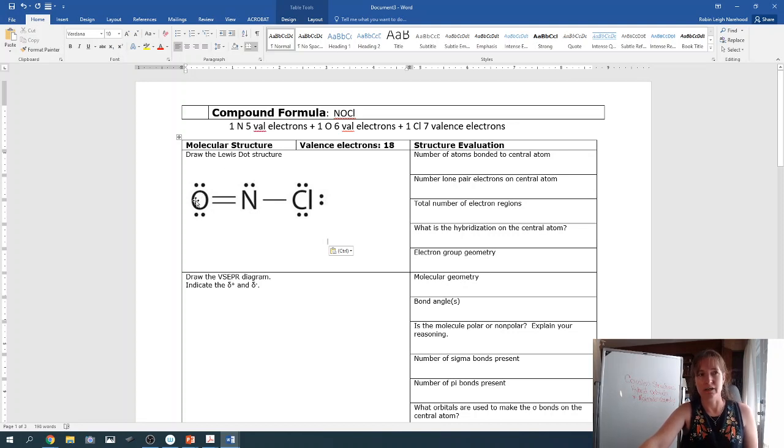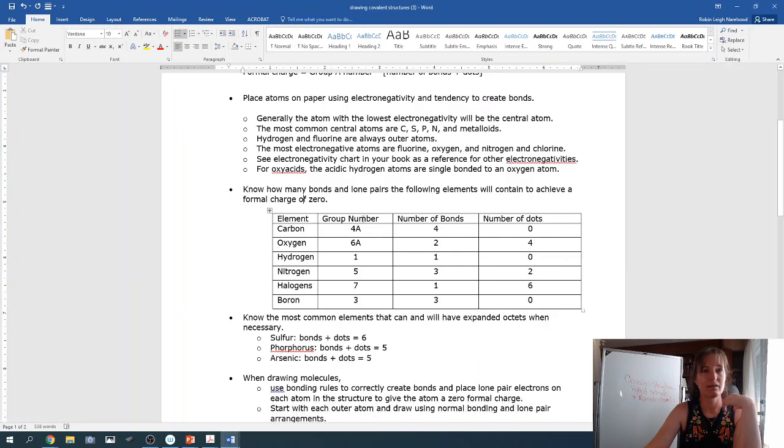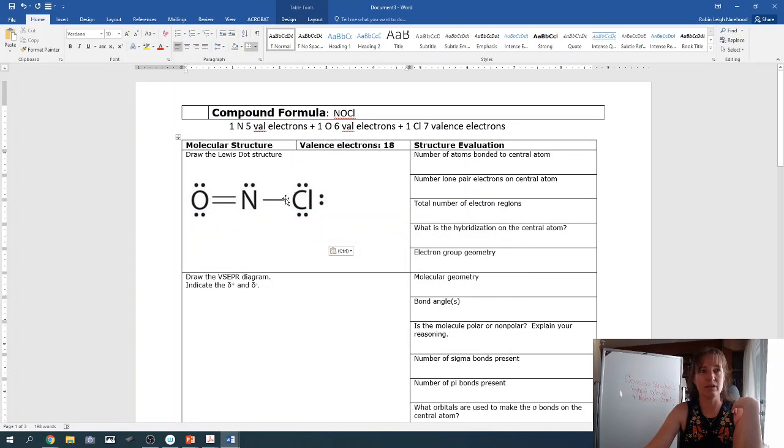You start on the outside and you use the normal bonding rules for oxygen, which is oxygen likes to form 2 bonds and have 4 dots. So 2 bonds, and then 4 dots would be 2 pairs. Then you go to the other outer atom. Chlorine is a halogen. Halogens like to have 1 bond and 6 dots. So that's 3 pairs. Then you go to the middle atom and you look at its bonding trend. Nitrogen likes to form three bonds and have two dots. And so the three bonds were already there. You cannot change the bonds, but you would put two dots.